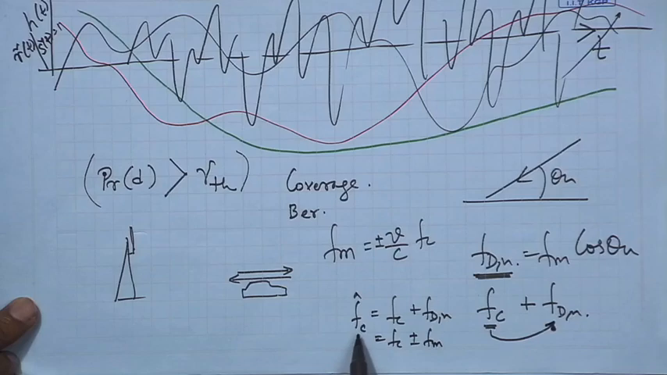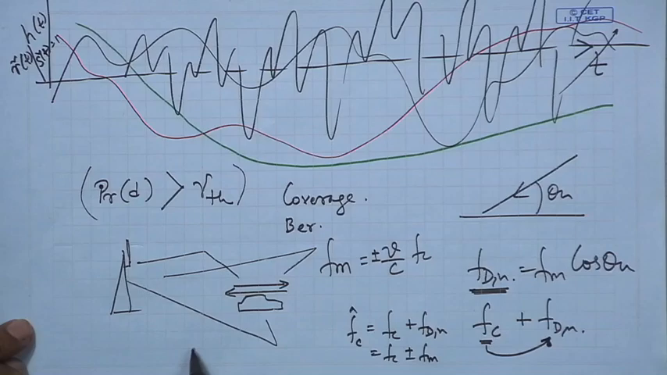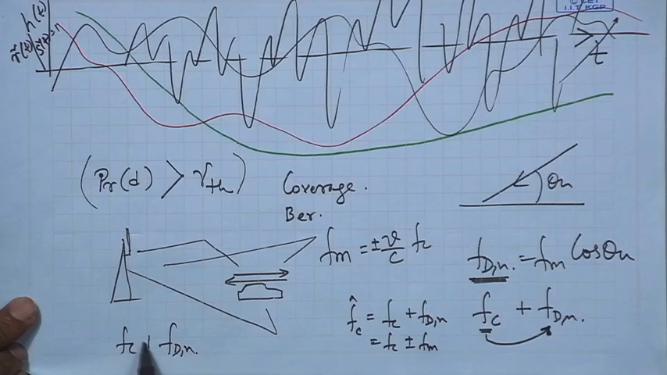Whereas when there are multiple paths, because of theta, what the receiver sees is a multitude of frequencies. This is what we have already seen. That means the receiver is basically getting fc plus fD. It is basically getting a whole set of frequencies. So this is one view.